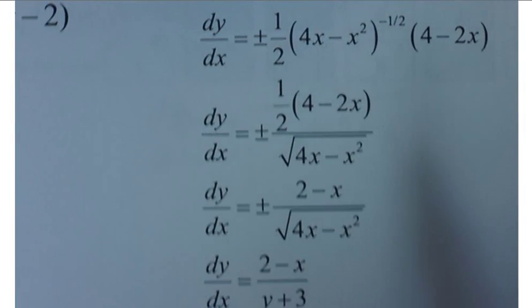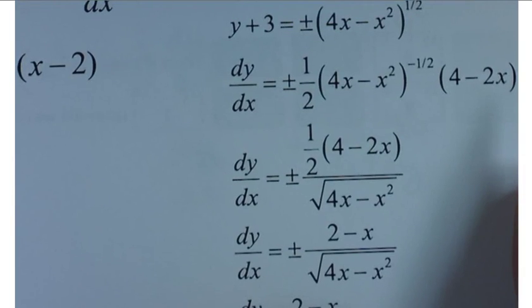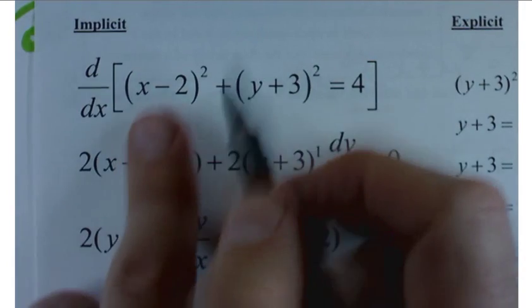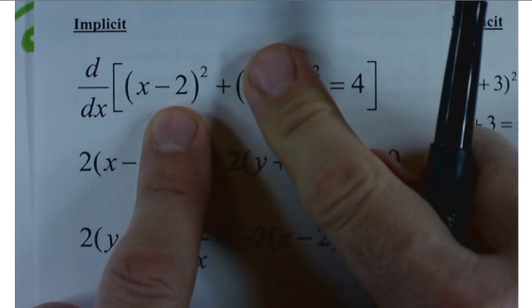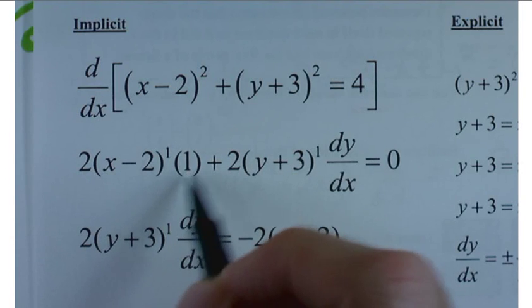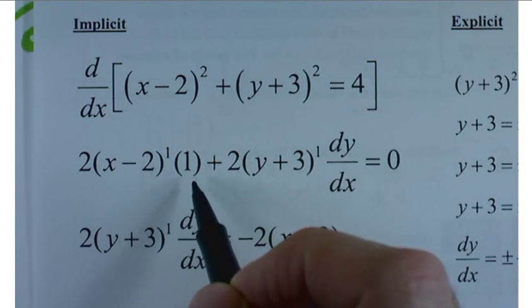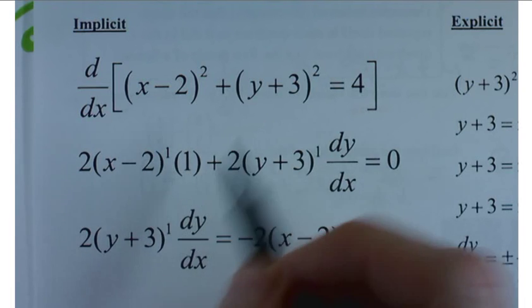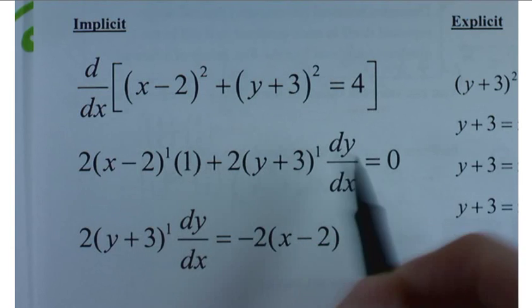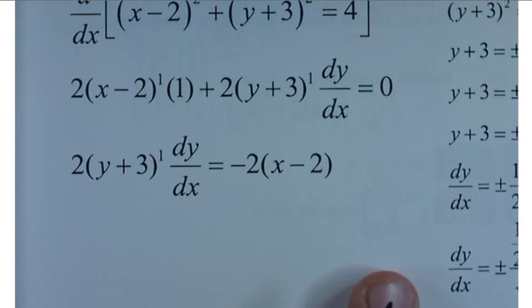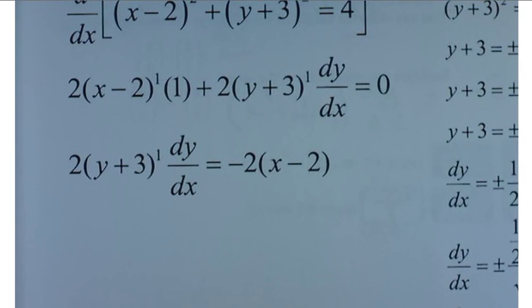Let's try finding the derivative implicitly. So here's the beginnings of that calculation. When I find the derivative here, I've got to use the chain rule. So it's the derivative of the outside. What's that 1 represent? Derivative of the inside. So it's derivative of the outside times derivative of the inside. And the same thing here. Derivative of the outside times derivative of the inside. That's where I get the dy by dx term. Why don't you see if you can finish solving for dy by dx?